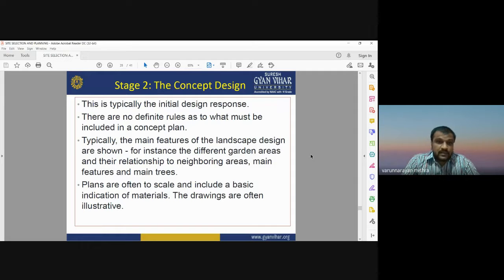So this is typically the initial design response. There are no definite rules as to what must be included in the concept plan, and typically the main features of the landscape design are shown. For instance, for the different garden areas, it may show the relationship to the neighboring area, main features, and the main tree. The plans are often to scale and include a basic indication of the materials. The drawings are often illustrative. In the second step, we can have the concept about the design.